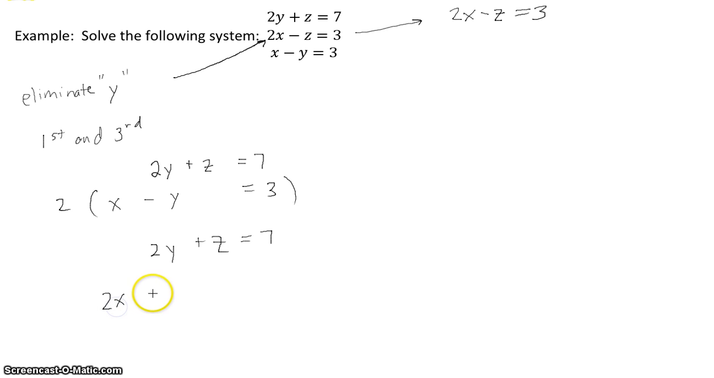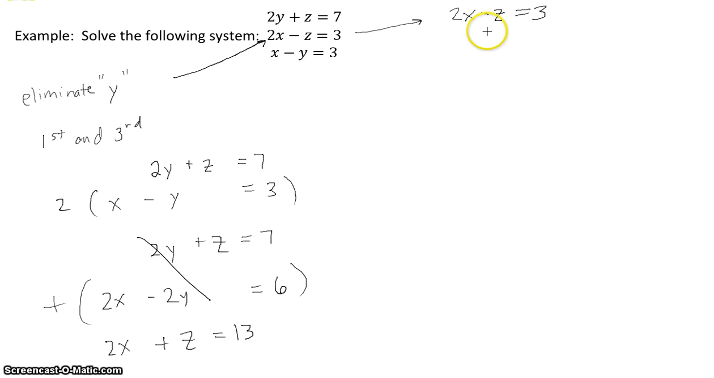2x minus 2y equals 6. So now I have this equation. I'm going to add these two things together. But notice there's no x's to add to this, so it's just the 2x. The y's eliminate. I have a z. There's no other z's to add, so it's just plus z. So it's equal to 13. So I have 2x plus z equals 13. So there's my second in my system.